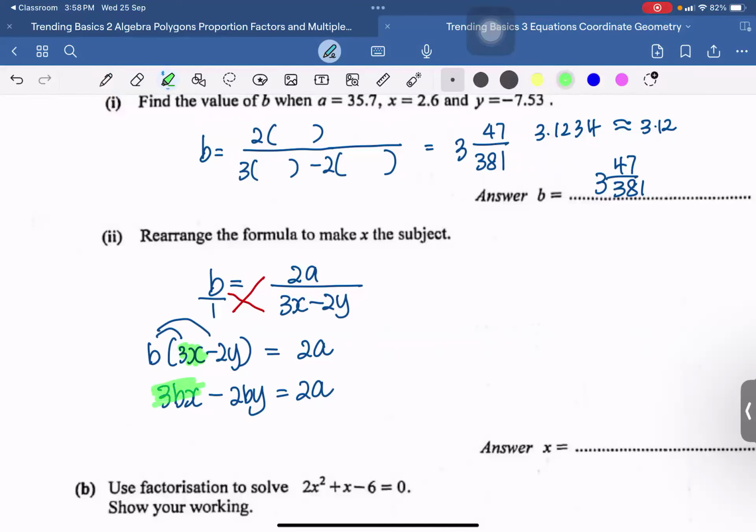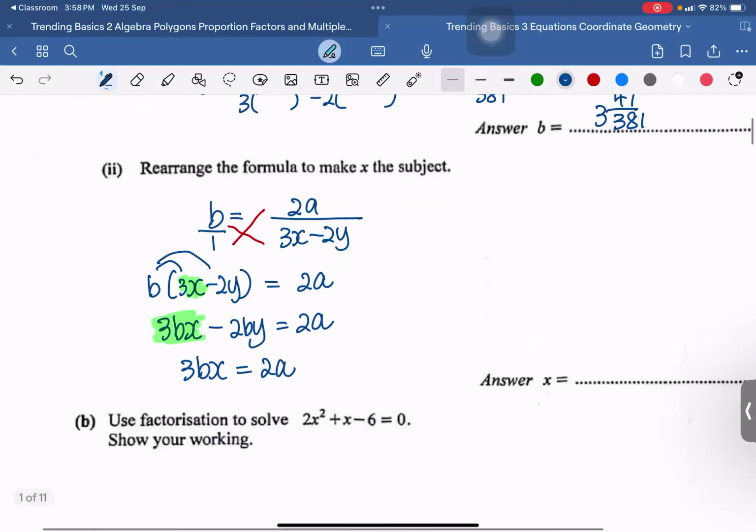Okay. Next one, I want x as my subject. This is 3bx. What else? Who needs to go away? Maybe I ask the next person. Who have I asked just now? I asked Hernie. Hernie, are you comfortable with switching on mic? Hernie, can you tell me how to do the next step? Move negative 2by to the other side. Correct. So we move this to the other side. I'm left with 3bx here. This is 2a. It becomes plus 2by.